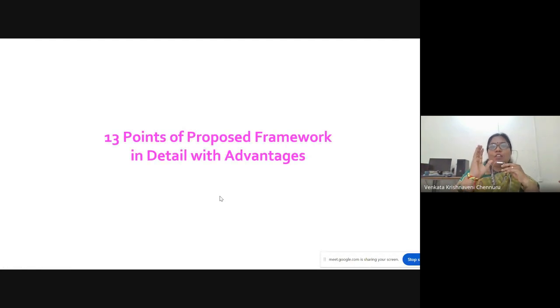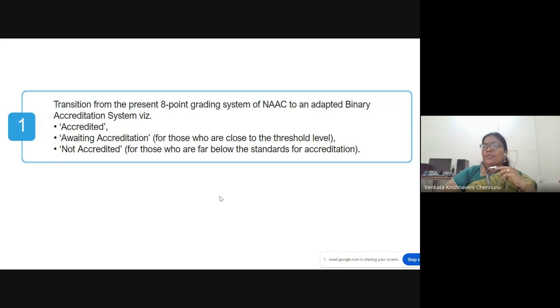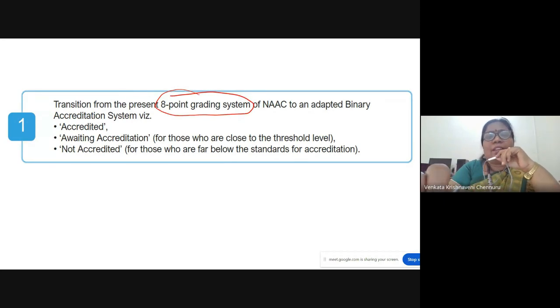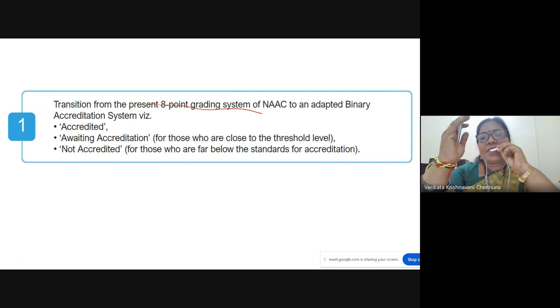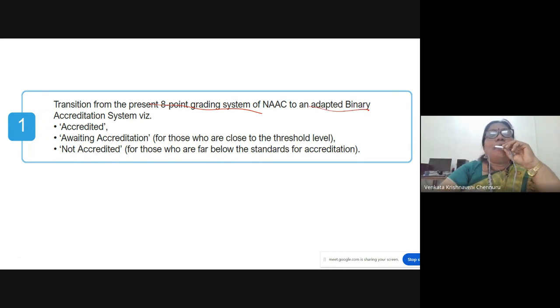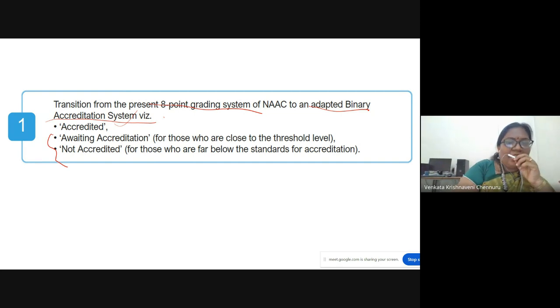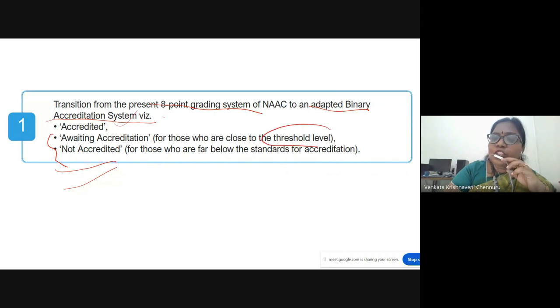Now, the 13 points of the proposed framework we will see in detail with advantages. The first point is the transition from the present 8-point grading system. What are those 8 points? D, C, B, B plus, B plus plus, A, A plus, A plus plus. All these are considered the 8-point grading system. From that grading system, we are transitioning towards adapted binary accreditation, meaning either accredited or not accredited. And in this also, we still have awaiting accreditation for those who are close to the threshold level, and not accredited for those who are far below the standards of accreditation. This threshold level and these standards are yet to be released.